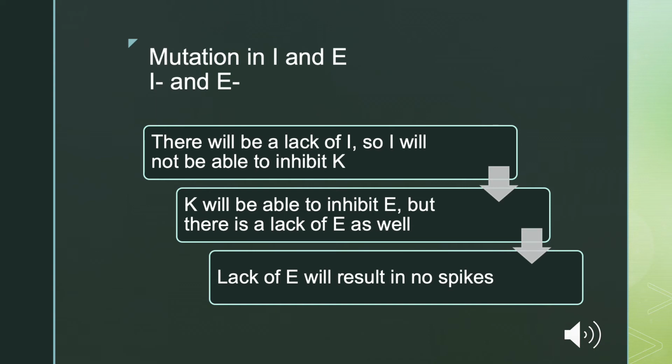If there's a mutation in I and E, overall it will result in no spikes because of the lack of E. E is responsible for activating spikes, and without it, there will be none. If there's a lack of I, it will not be able to inhibit K, and K will inhibit E, but there's a lack of E already, so no spikes.